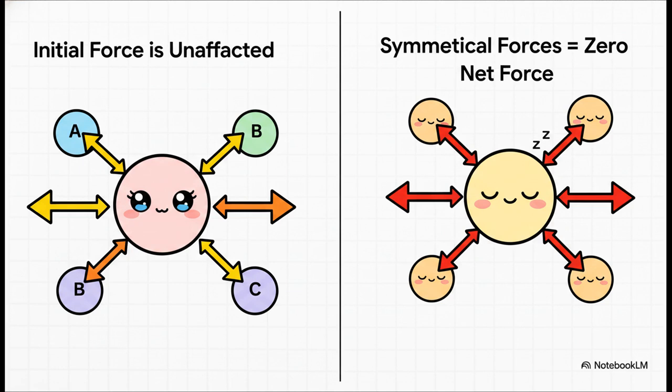Oh, and here's a great shortcut. If you have a perfectly symmetrical setup, like identical charges placed on the corners of a square, all those forces pull equally in all directions, canceling each other out to a net force of exactly 0 at the center.